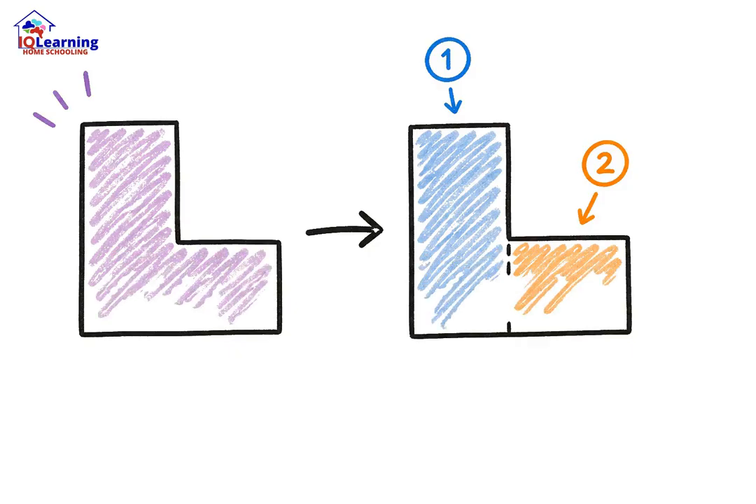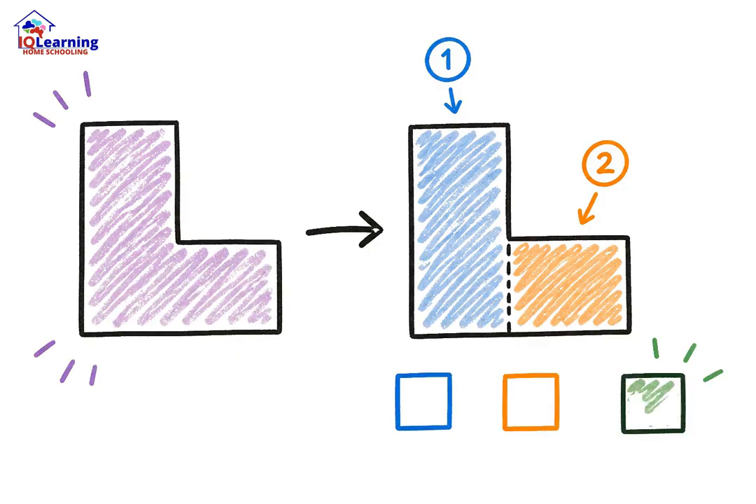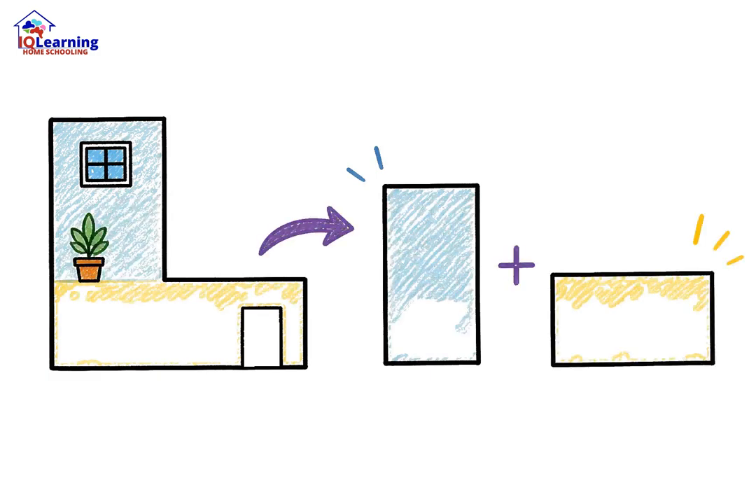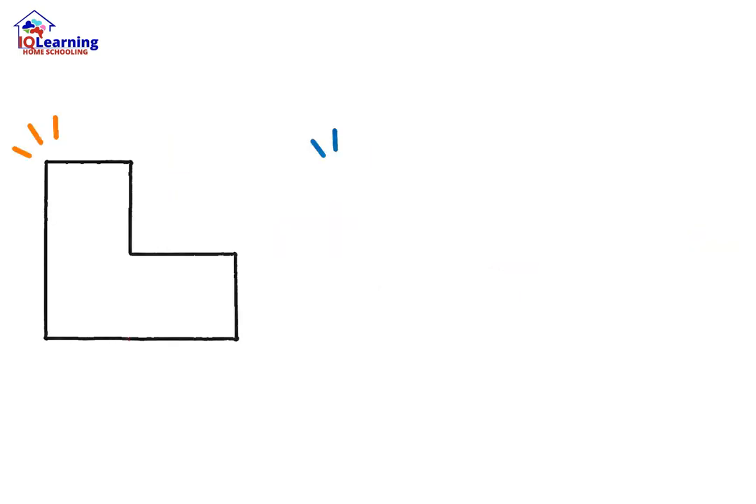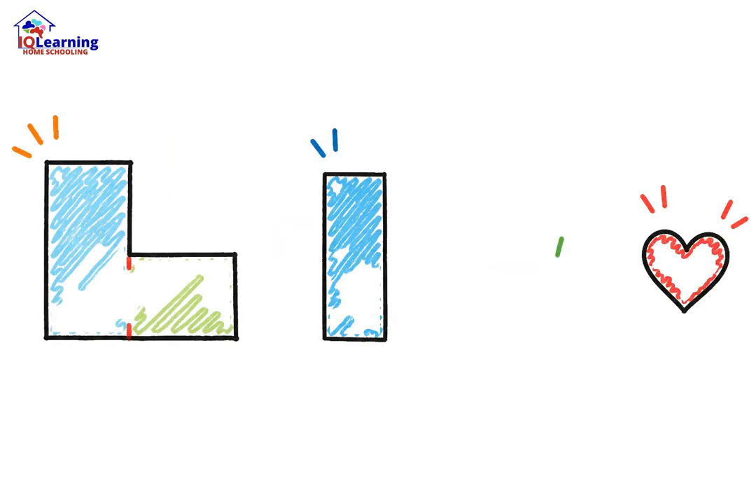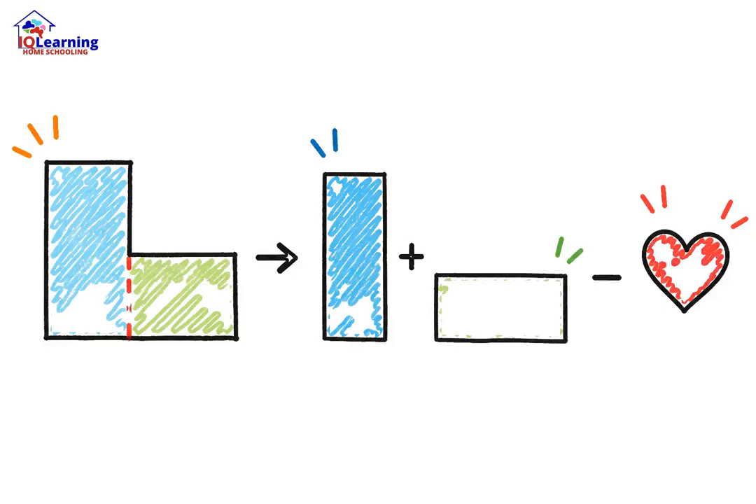There are two main ways to do this. First, the addition strategy. Think of an L-shaped room. You can see it as two rectangles joined together. So you draw a line to split them, calculate the area of the first rectangle, then the second, and simply add them up. That's it. You've glued the areas together to get your total.